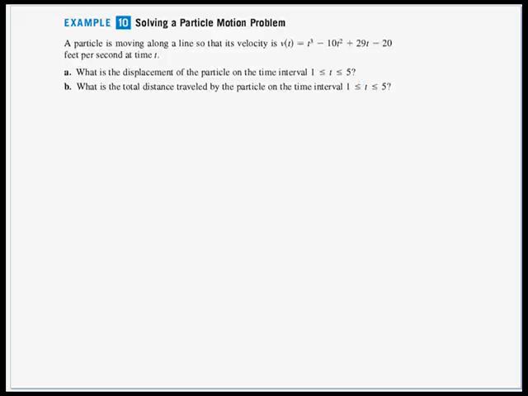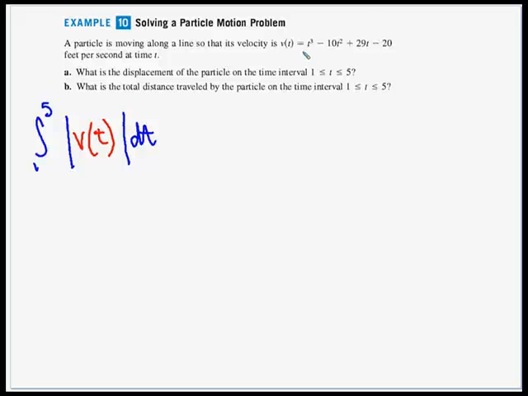For part B, we want total distance traveled. So here's where we want to do the absolute value. The interval from 1 to 5, we want the absolute value of v of t dt.